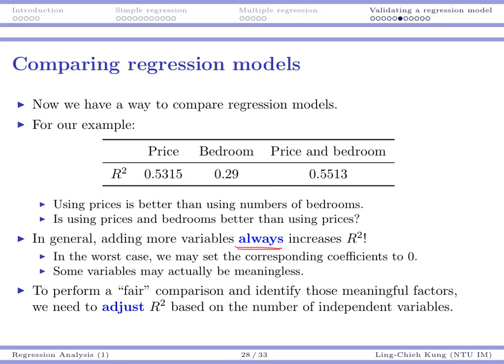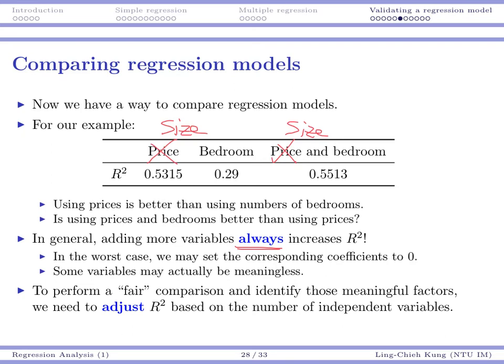Here, one single variable accounts for 53% of price. Oh, sorry, I made a mistake. This is size. When you have one variable, it accounts for 53%. When you have two variables together, they only account for around 55%. And that means your bedroom variable is actually destroying the impact of the size variable.